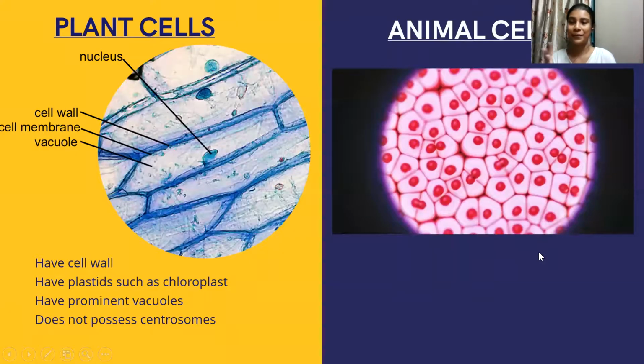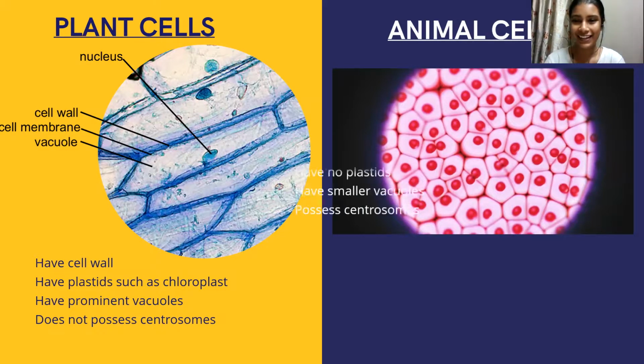So now that we have studied the different functions of organelles, let's review. Plant cells have a cell wall, they have plastids such as chloroplast, they have prominent vacuoles, and they do not possess centrosomes. So can you guess what the characteristics of an animal cell are? Yes, they do not have a cell wall, they do not have chloroplast, they do not have prominent vacuoles, but they do possess centrosomes, right?